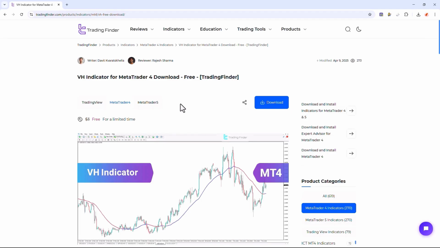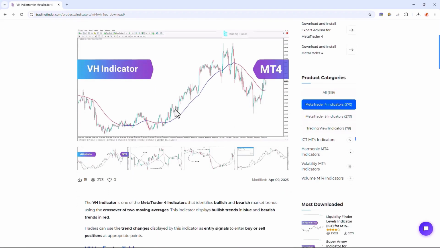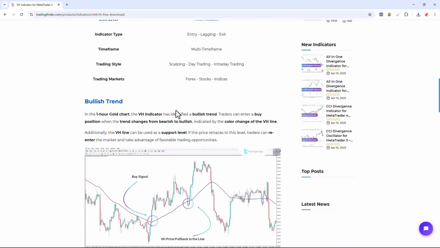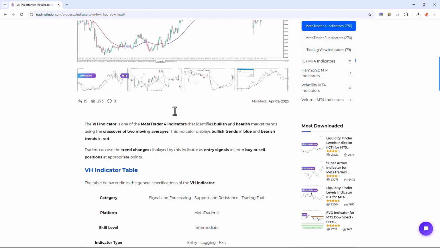the VH indicator, which is offered for various platforms on the TradingFinder website. From this section, you can download the indicator file for the MetaTrader 4 and MetaTrader 5 platforms, download it and execute it on the chart. Additionally, traders can refer to this page to understand how the indicator works and operates.